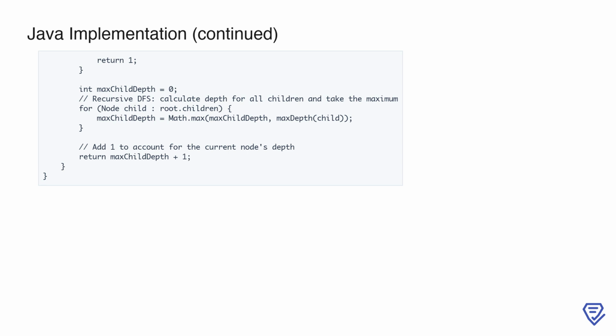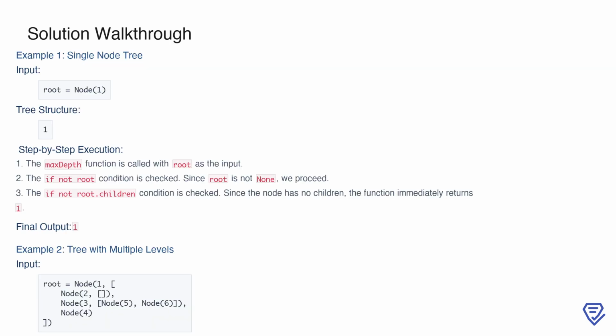Finally, we add 1 to max child depth to account for the depth of the current node itself and return this value. This ensures that the depth calculation includes all levels of the tree, starting from the root down to the deepest leaf. To start, let's consider the simplest case, a tree with just a single node.